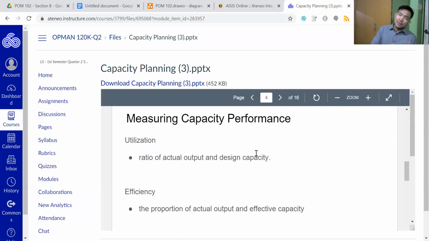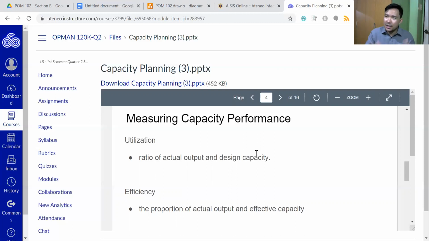What I've mentioned just a while ago is that design capacity and effective capacity are benchmarks. Since they are standards which we want to try to achieve, we use a little bit of math to measure how far or how near we are from that standard or from that ideal condition. So utilization is the ratio of actual output and design capacity. Basically, how far am I from my design capacity? That's what utilization is. How much am I utilizing this process?